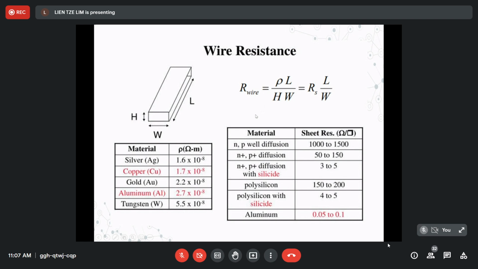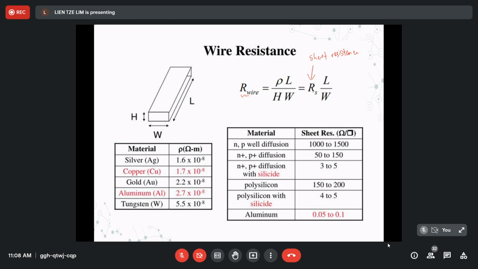Now it is about the wire resistance. Just now I already showed you the source and drain resistance. They are determined through the sheet resistance. Wire resistance is also determined by this sheet resistance, and by the length and the width of the metal layer.